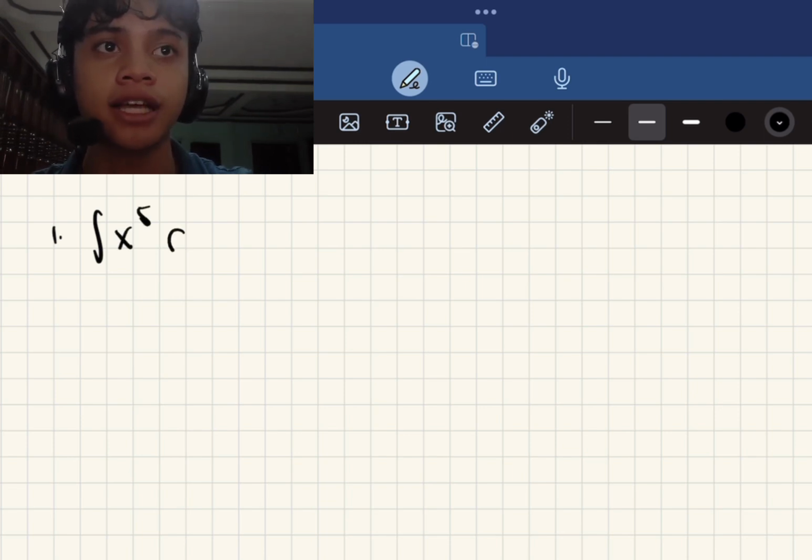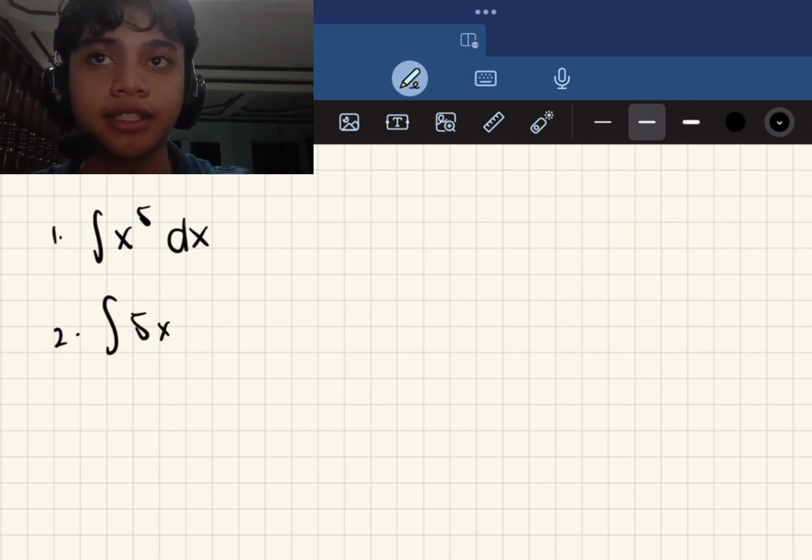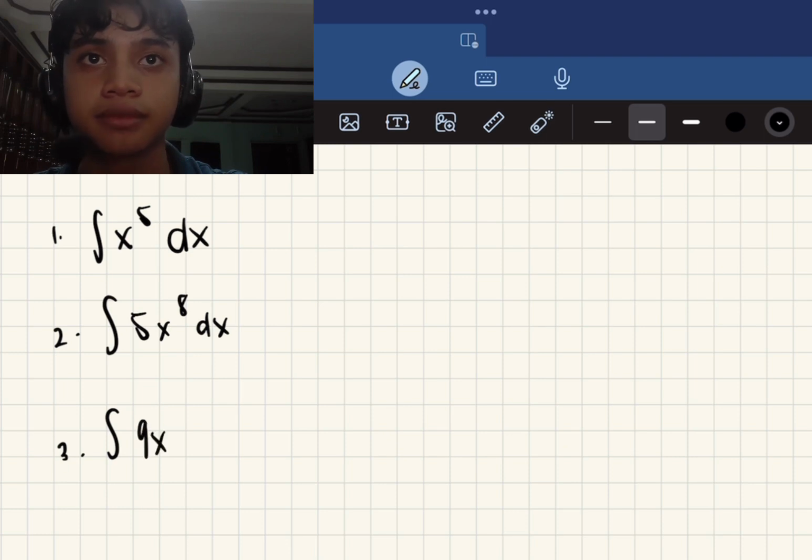Go ahead and find the antiderivative of the following functions. Integral of x to the 5th dx, integral of 5x to the 8th dx, and integral of 9x squared dx. Feel free to pause the video and work on these examples.